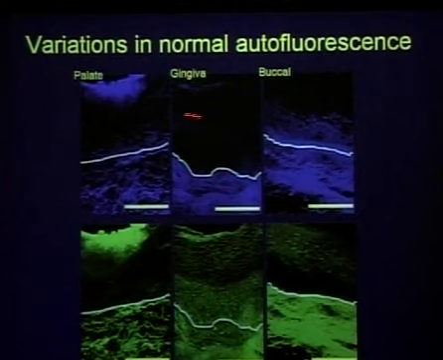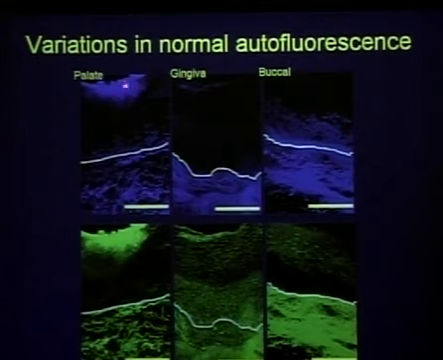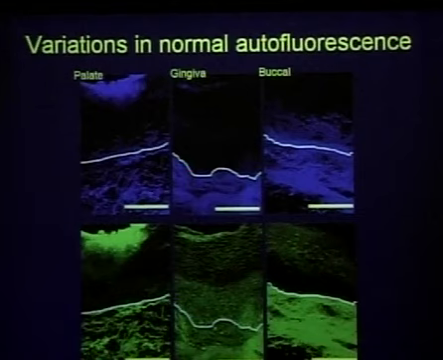And what you see in these two keratinized sites, the palate and the gingiva, is strong keratin autofluorescence and actually pretty weak cellular autofluorescence. And you see that also at 488. In contrast, in the non-keratinized buccal mucosa, you see a lot of cellular autofluorescence in the epithelium, both at UV and 488 nanometer excitation. And so the patterns of autofluorescence of these two types of tissue look very different.